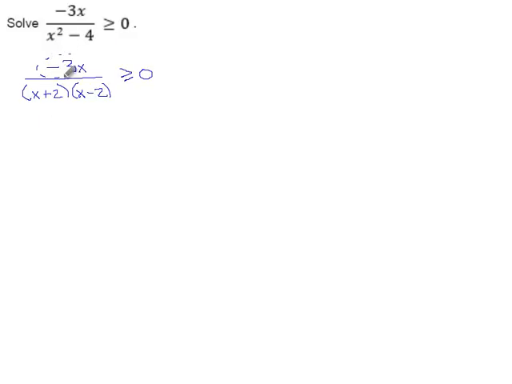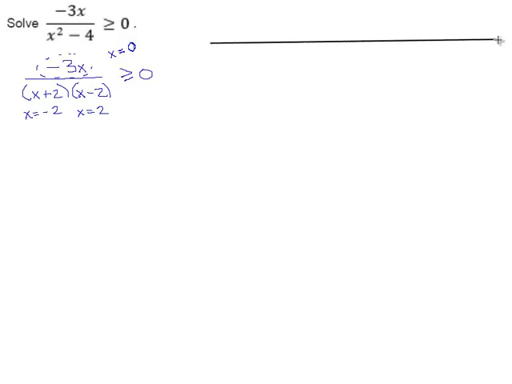From the numerator, we get x equals 0. The whole thing goes to 0 if x equals 0. From the denominator, we get if x is negative 2, then the whole thing is undefined. And for the second term, we get if x is positive 2, the whole thing is undefined. So, 3 critical values.